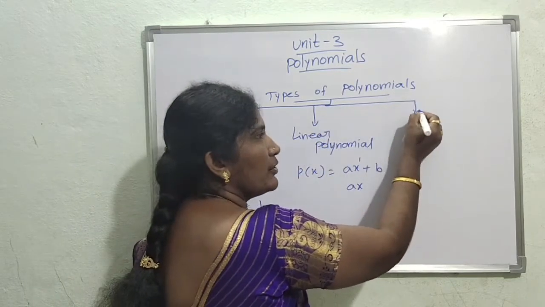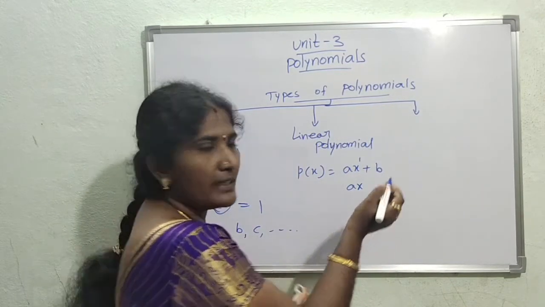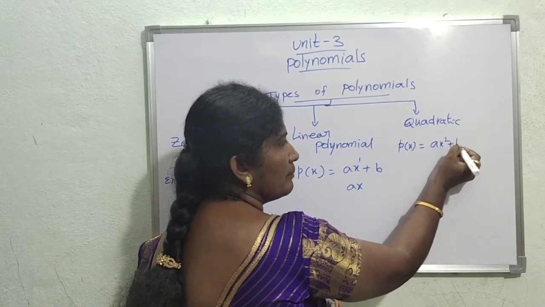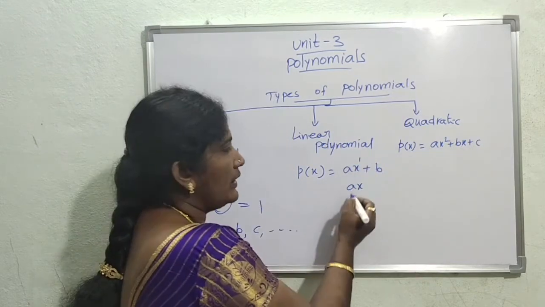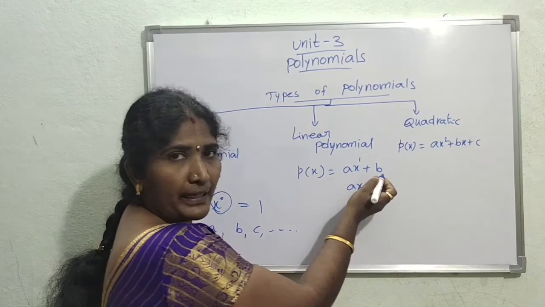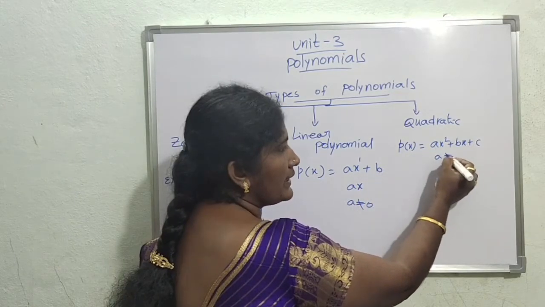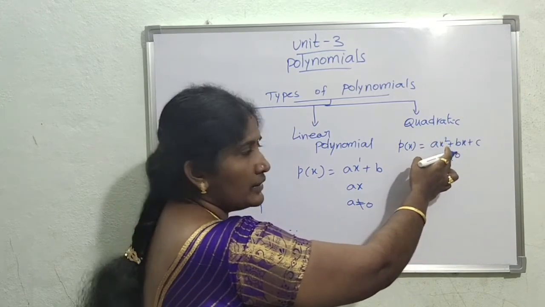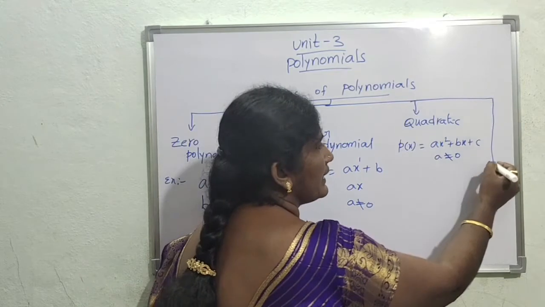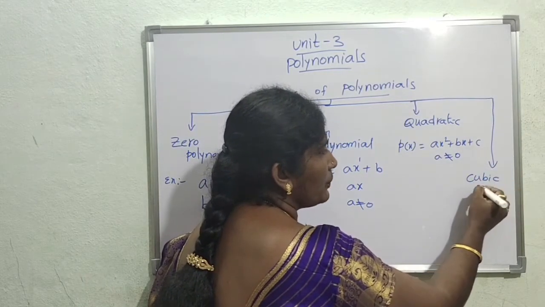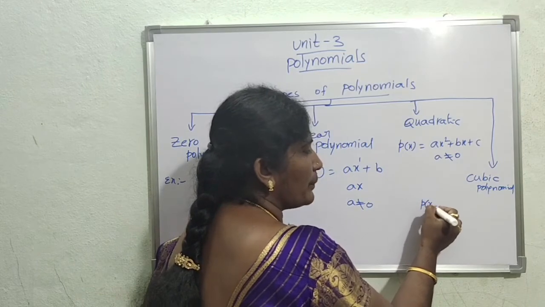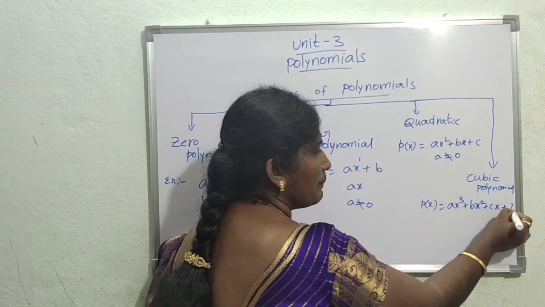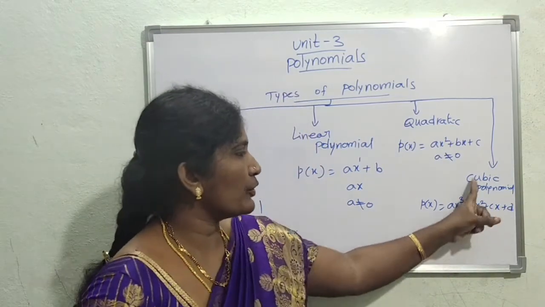Next, if the degree of the polynomial is 2, then it is called a quadratic polynomial. For example, quadratic p of x is equal to ax square plus bx plus c. Here a, b, c are real numbers, and a not equal to 0. This is the general form of a quadratic polynomial in one variable. Next, if the highest degree is 3, then it is called a cubic polynomial. The general form of a cubic polynomial is ax cube plus bx square plus cx plus d.